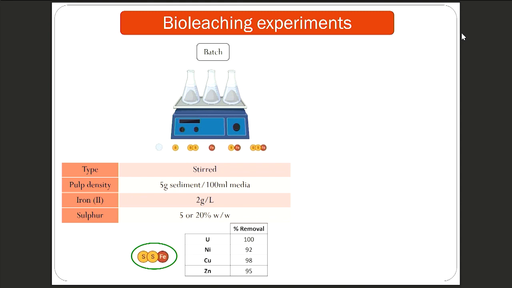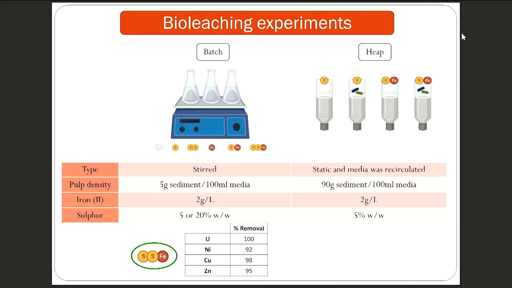We obtained that the best condition was when both iron and sulfur at its highest amount were added, and we got a high percentage of metal removal. In the case of uranium, it reached 100%, and for the other metals, it was higher than 90%. But since this kind of treatment is very difficult and expensive to apply on a large scale, big amounts of sediments are treated by heaps. This is why we developed bioleaching in columns.